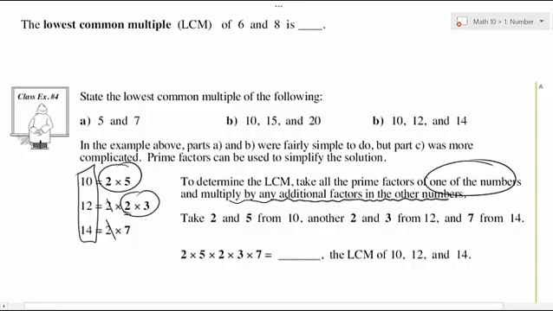We've got that 2, which is common, but this 7 is not common. We're going to take that too. So you can see that we're going to get a higher number. So now that we have that, we've got 2 times 5 times 2 times 3 times 7, and that is going to give us 420. So the LCM, the lowest common multiple of 10, 12, and 14 is 420.